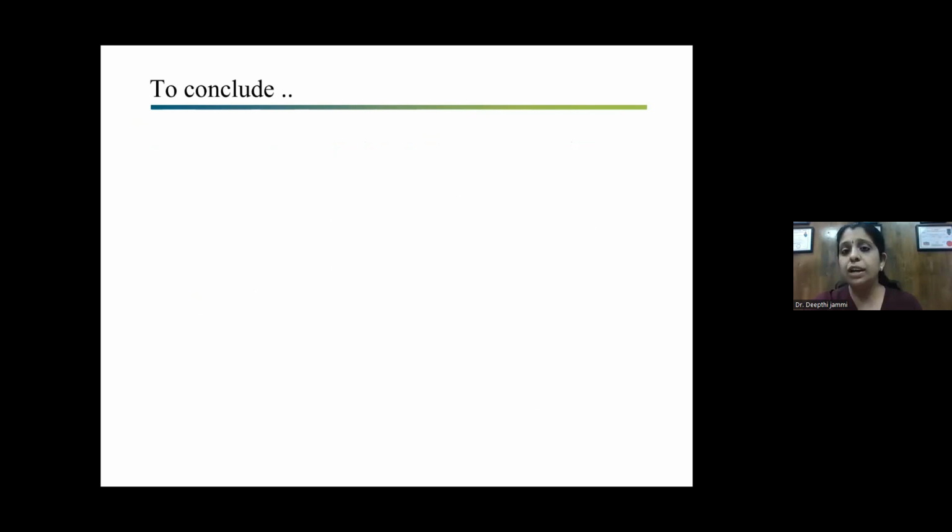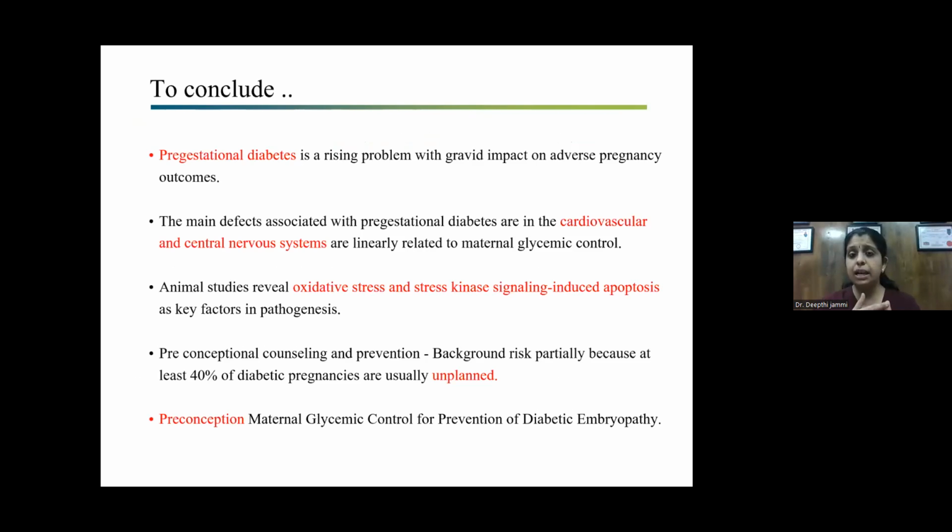So what I want to conclude is that yes, pre-gestational diabetes is definitely a rising problem, no doubt. Remember 2 systems, apart from the rest of the systems which will get involved, CNS and cardiovascular. The pathogenesis which has been put forward now, even though it's not very clear, the first pathogenesis is oxidative stress and stress kinase signaling induced increased apoptosis, leading on to diabetic embryopathy in the fetus.